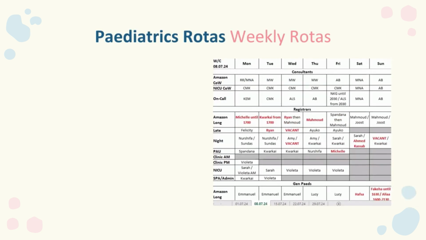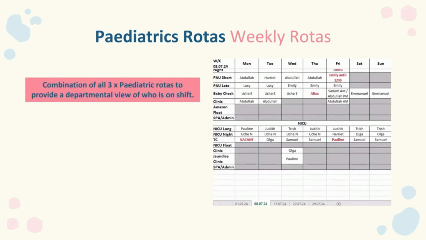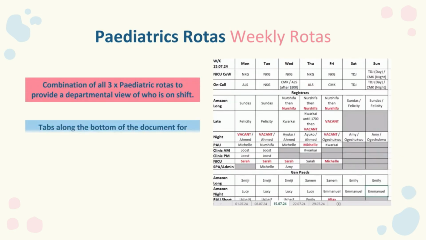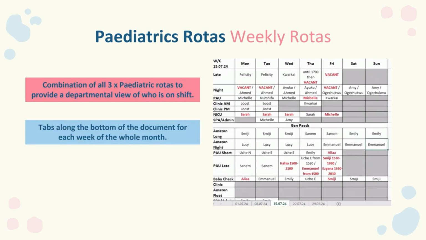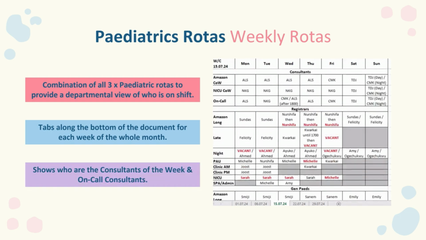Finally, we have the weekly rota. This document is split across the various weeks of any given month and provides an overall picture of the staffing we have across all 3 of our other rotas. This is usually the rota that most of the department head to when they want to quickly identify who is on shift and their own working pattern. It additionally shows who are the consultants of the weeks for the Amazon ward and NICU, as well as who is on call overnight.